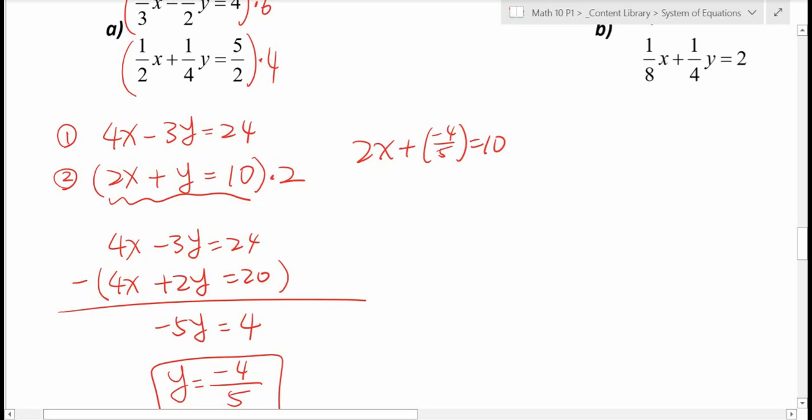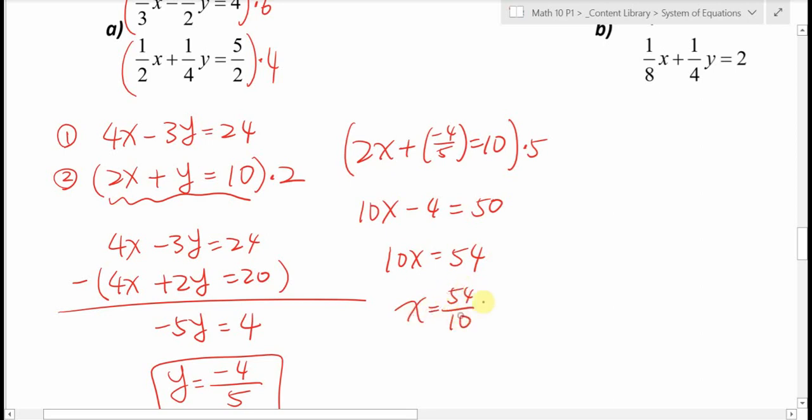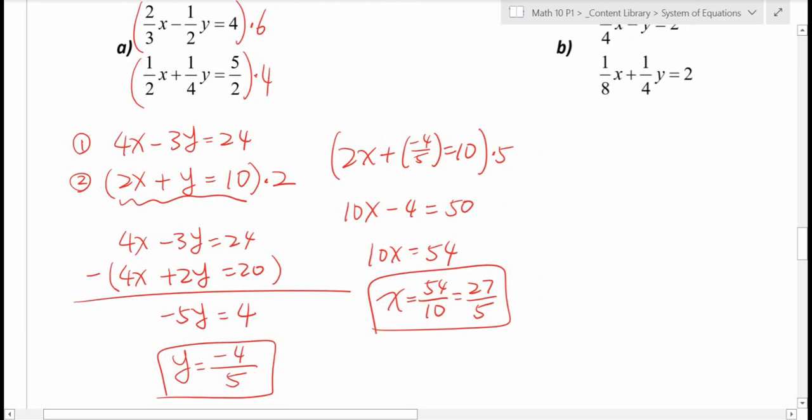Now I can, again, get rid of the fraction by multiplying everything by 5. So then I get 10x. The negative 4 times 5 is just minus 4. 10 times 5 is 50. Moving the 4 to the right by adding 4 and now divide everything by 10. 54 over 10, which you can reduce to 27 over 5. And that is your x value. Okay, so there you go. That's how you solve this question by elimination.